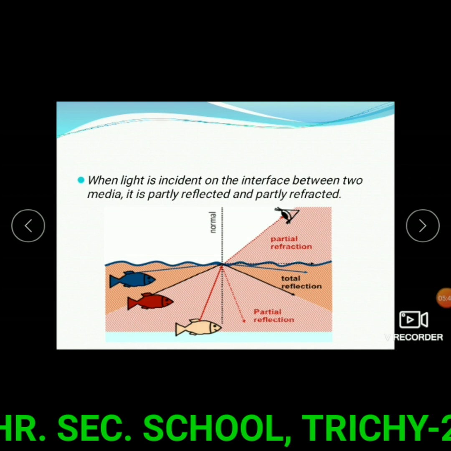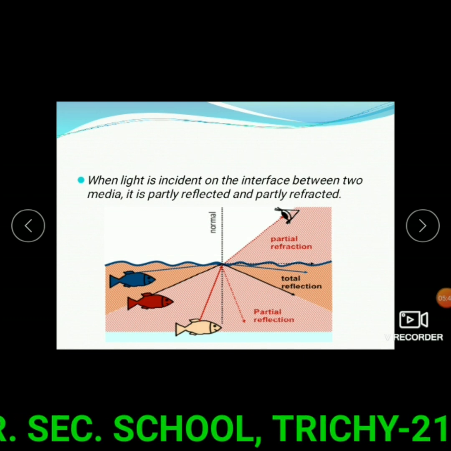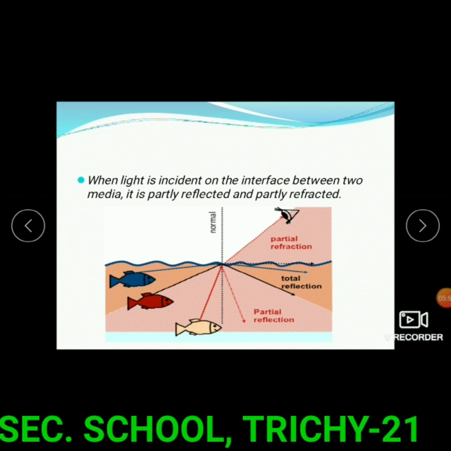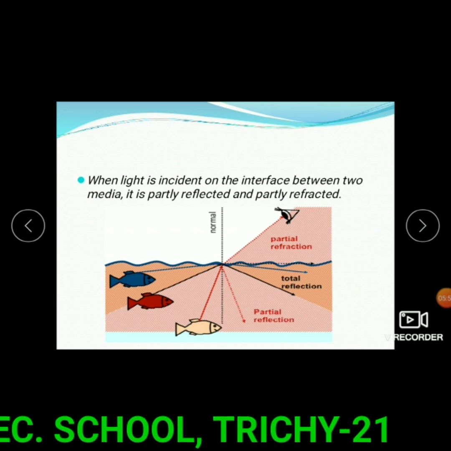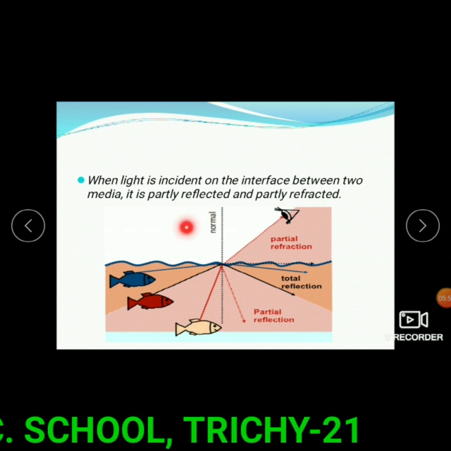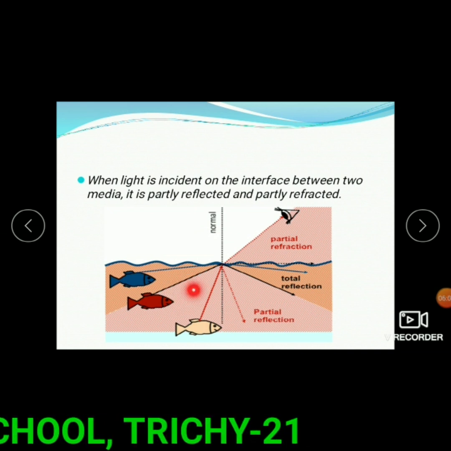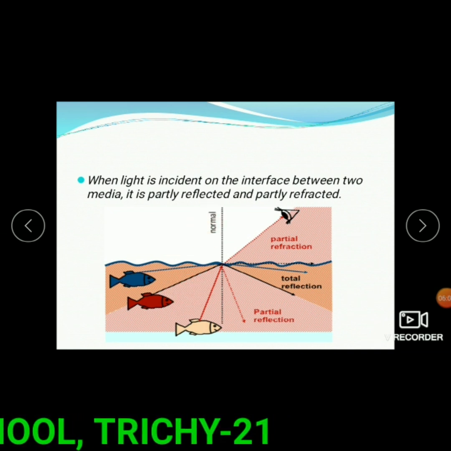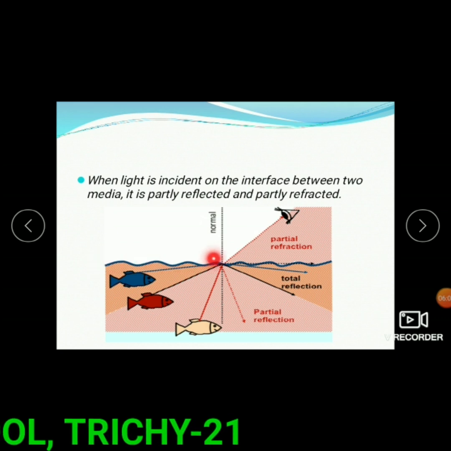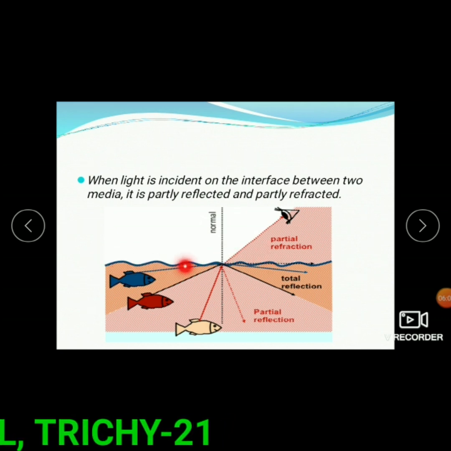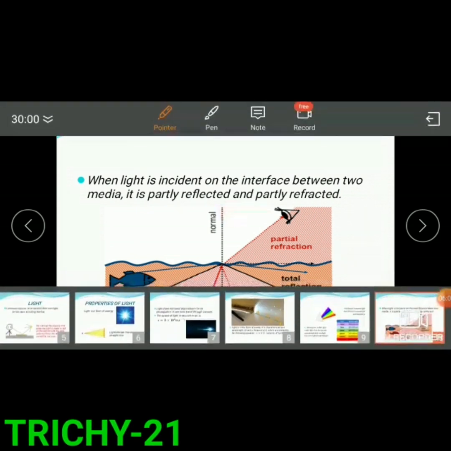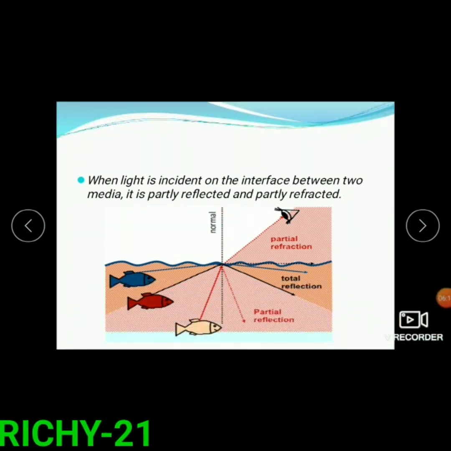So the last property is when light is incident on the interface between two media. So here the two mediums are, first one is air, the second medium is water. So when light falls on the interface, here this is the interface between the two media, it is partly reflected and partly refracted.